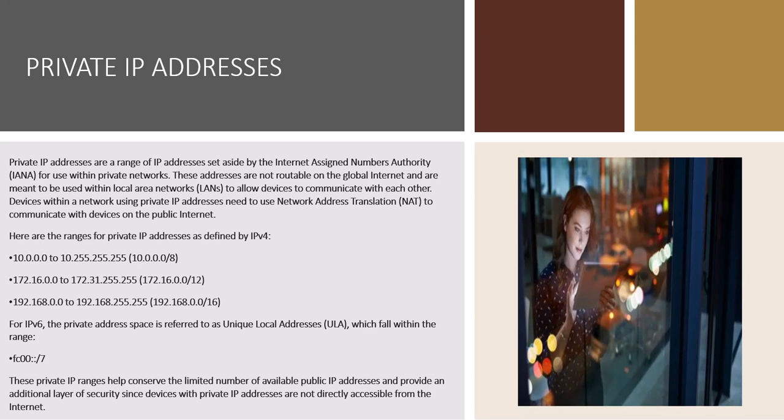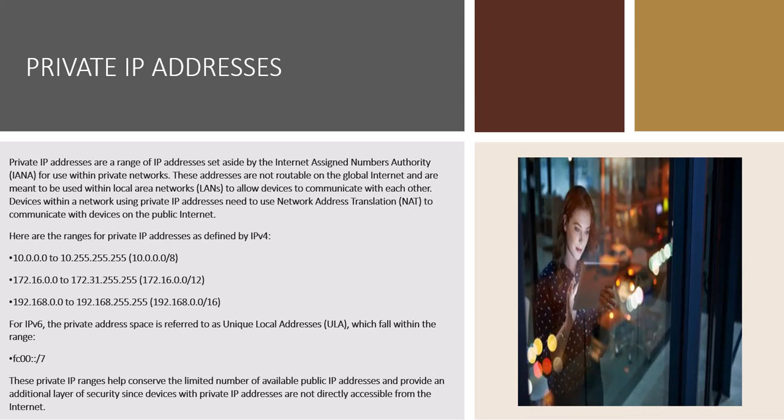The private IP addresses are a set of classes. They have three classes, class A, B, and C, and those ranges are, for class A, 10.0.0.0 to 10.255.255.255. And the second one is class B, which is 172.16.0.0 all the way to 172.31.255.255, and that's basically a /12 network.